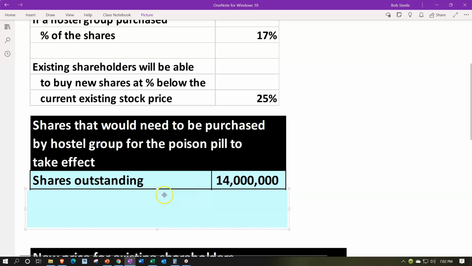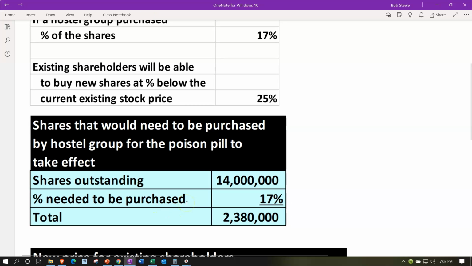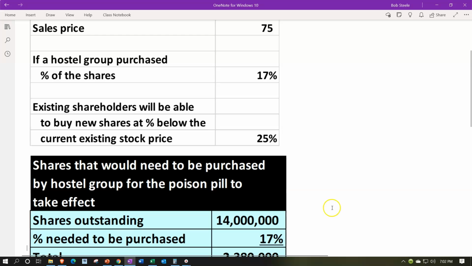Well, if the shares outstanding are the 14 million and then we had 17%, you would have to have 2,380,000 shares that would be consolidated or purchased by the hostile group in order for the poison pill to take effect. At that point, then, there would be concern. The reason this position would be put into place is because there would be concern that they're going to get a significant controlling interest.